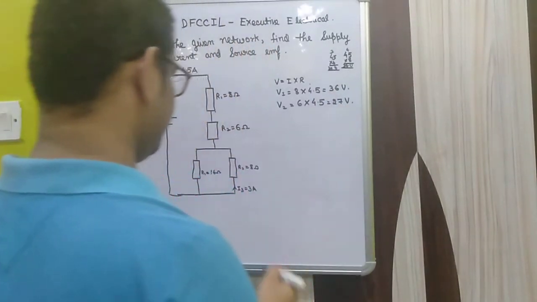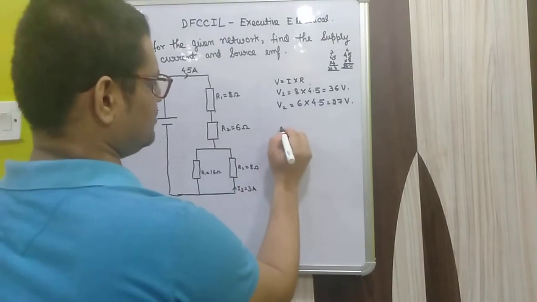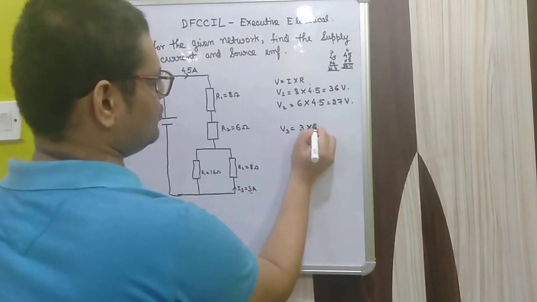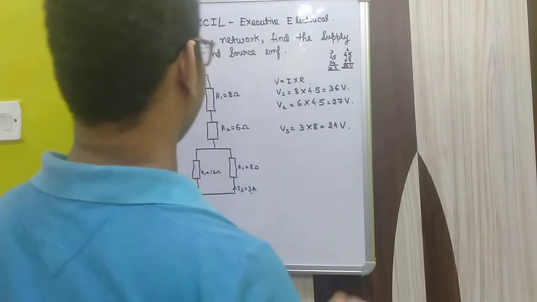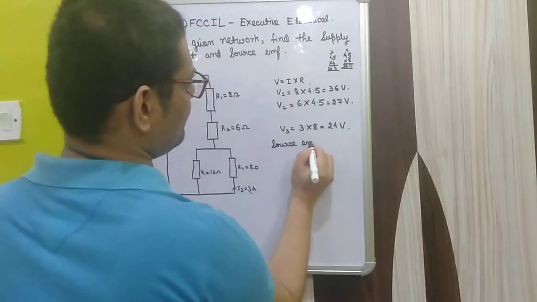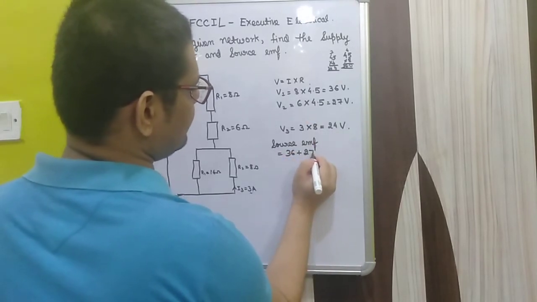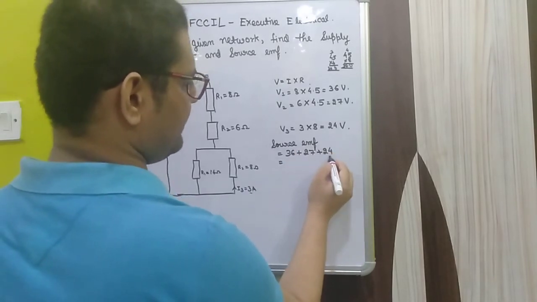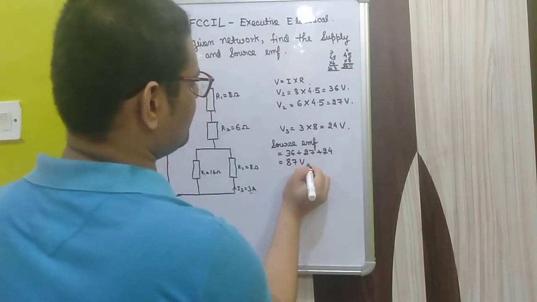Now we can calculate over here V3. V3 will be nothing but V is equal to I into R, this 3 ampere into 8 ohm resistance. This will be 24 volt. Now we can easily calculate the source EMF. Source EMF will be nothing but addition of all the voltages, that's 36 plus 27 plus 24. If we add all those three voltages, it will be 51 plus 36, that is 87. So the answer will be 87 volt, source EMF.